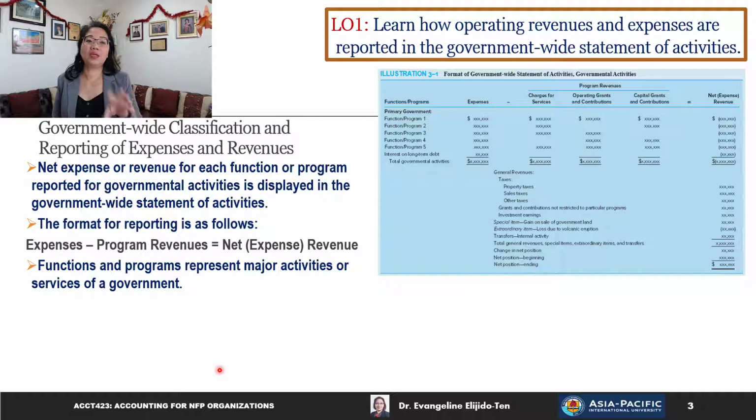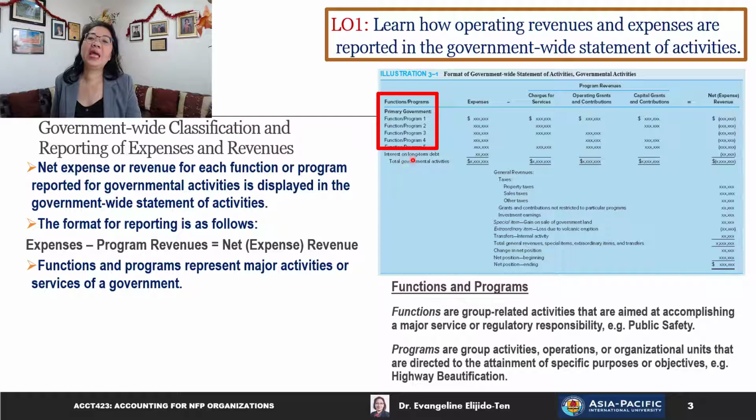So where are these functions and programs shown in the statement of activities? Right there. Each and every function or program, 1, 2, 3, 4, and 5, will be itemized. The difference between functions and programs is such that functions are group-related activities aimed at accomplishing a major service provided by the government. An example would be public safety. That's a major service or a regulatory responsibility of the government.